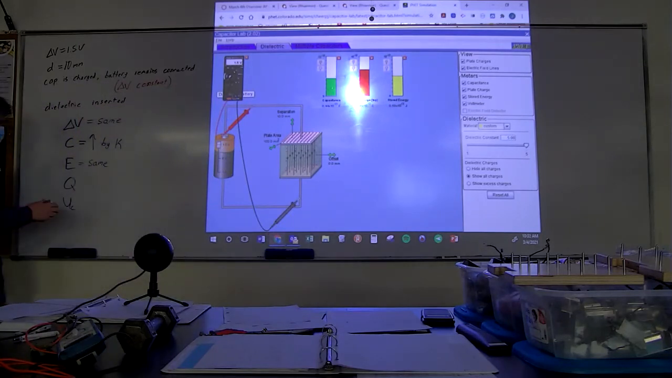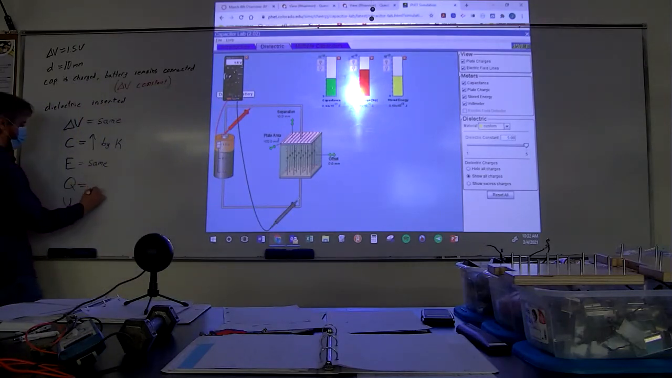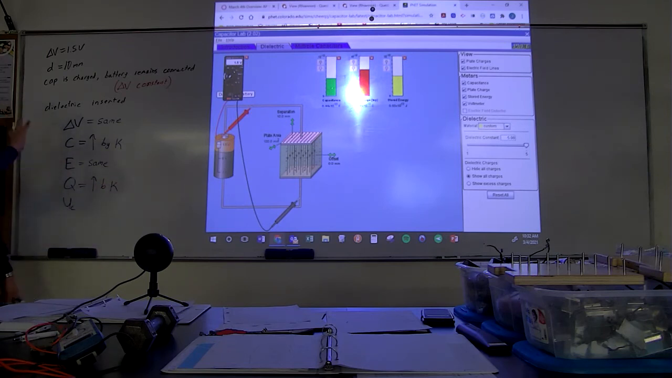Okay. Charge we already saw increased by a factor of kappa. And I'm going to leave some of this as an exercise on the question assignment so you guys can figure it out based on these original principles here.